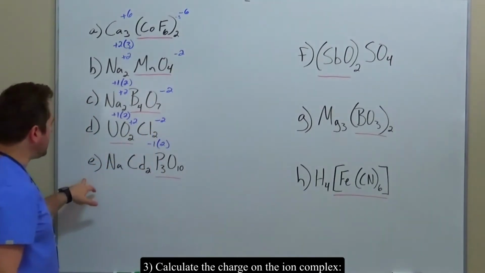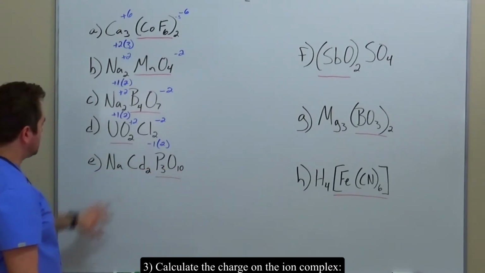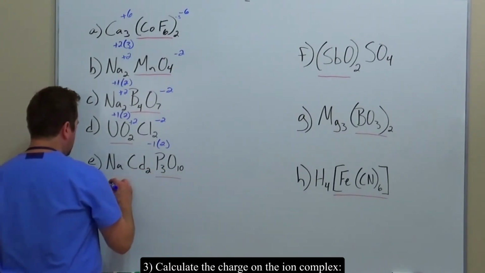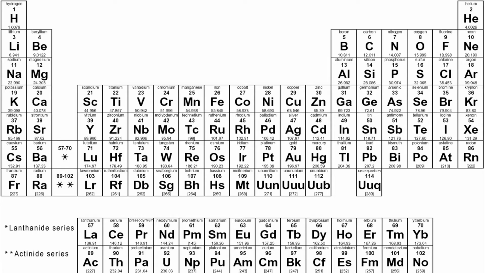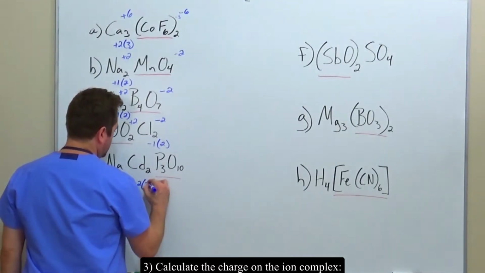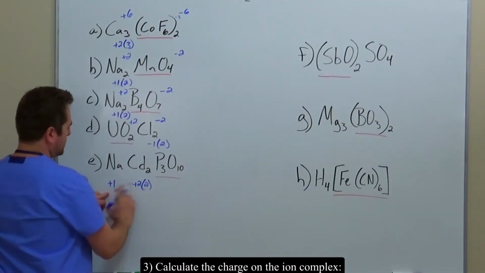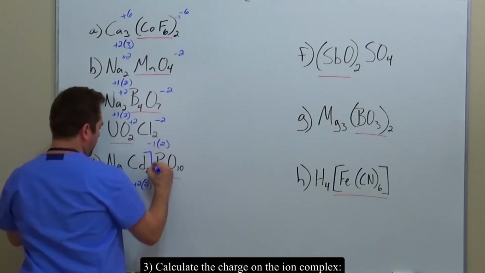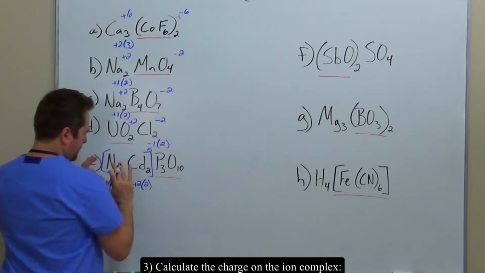Okay. Letter E. We have sodium, and then cadmium, and then this complex. So let's figure it out. Well, the sodium, we only have 1, and it's a group 1 element, so its oxidation number is positive 1. And the cadmium is going to have a positive 2 charge. However, there are 2 of them. So we need to sum these: 2 times 2 is 4, plus 1 is 5. So overall, this section of our molecule has a positive 5 charge.